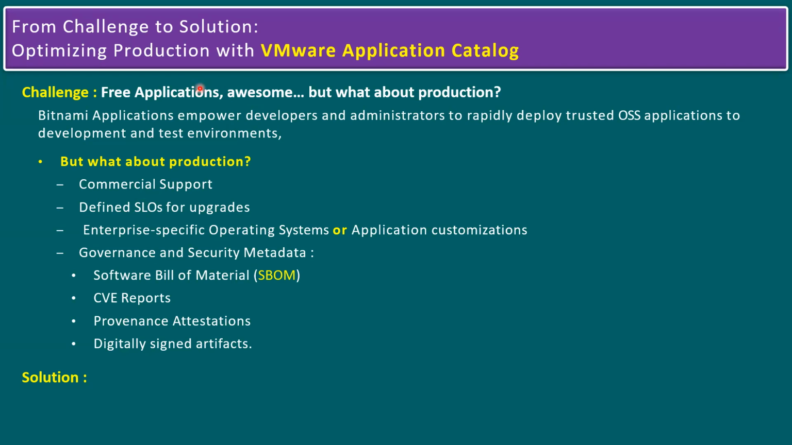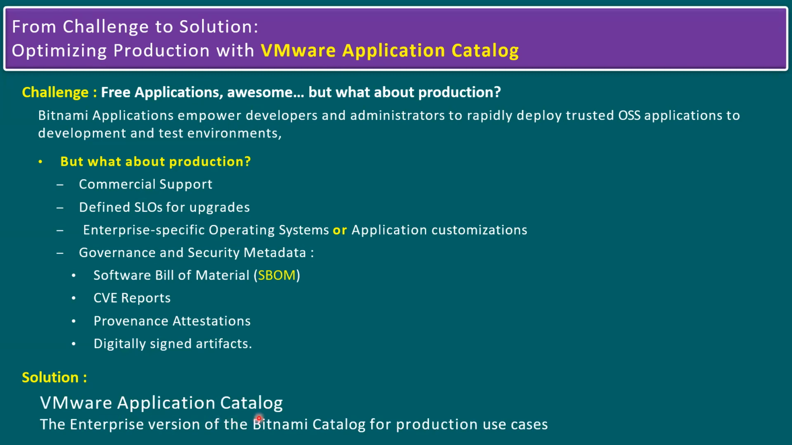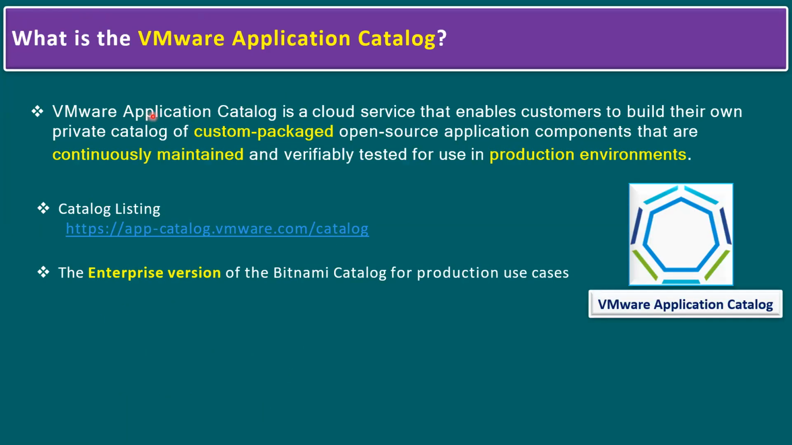To address this challenge, the key solution is VMware Application Catalog. VMware Application Catalog is the enterprise version of the Bitnami catalog for production use cases. Now we have an idea of the benefit of VMware Application Catalog, so let's try to understand the definition. VMware Application Catalog is a cloud service that enables customers to build their own private catalog of custom packaged open source application components that are continuously maintained and verifiably tested for use in production environments.